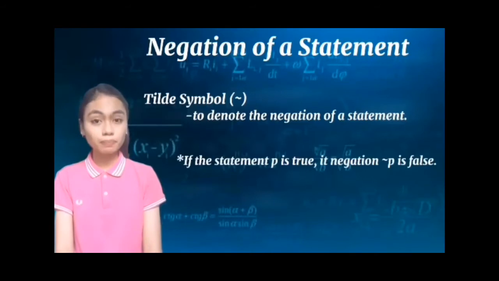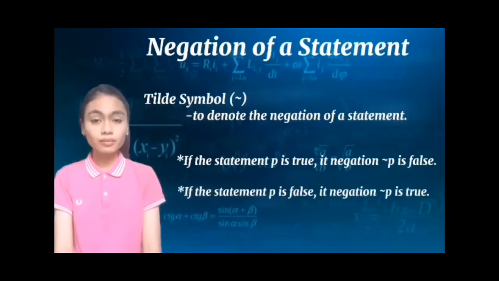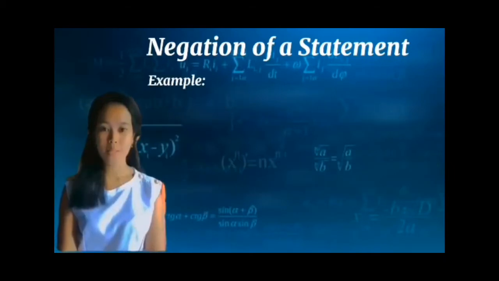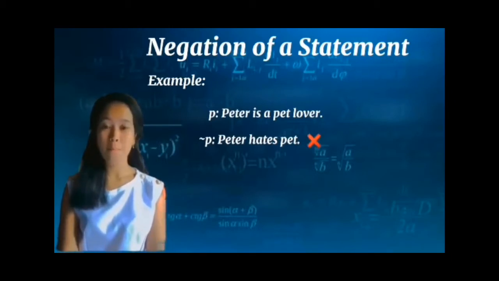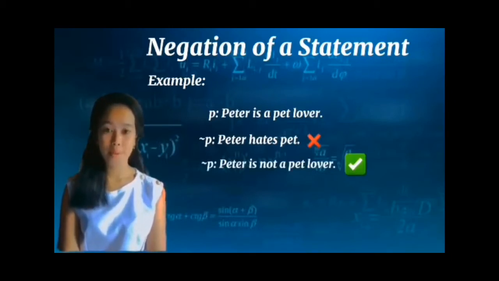If the statement P is true, its negation tilde P is false. If the statement P is false, its negation tilde P is true. Here are some examples. Peter is a pet lover. What is the negation of this statement? Peter hates pets? That is wrong. The correct answer is, Peter is not a pet lover.